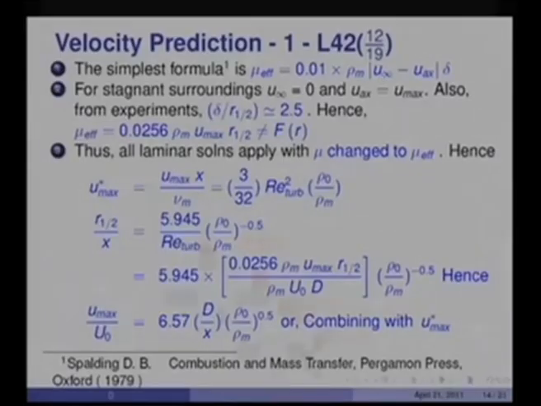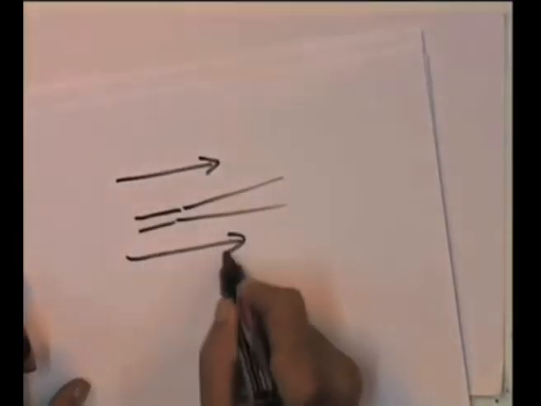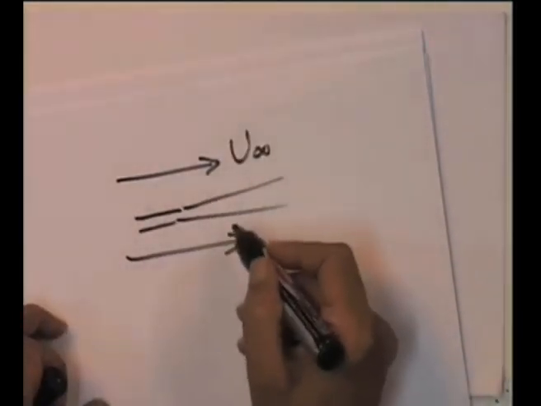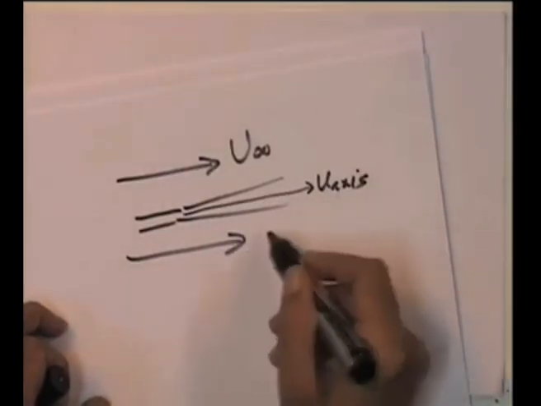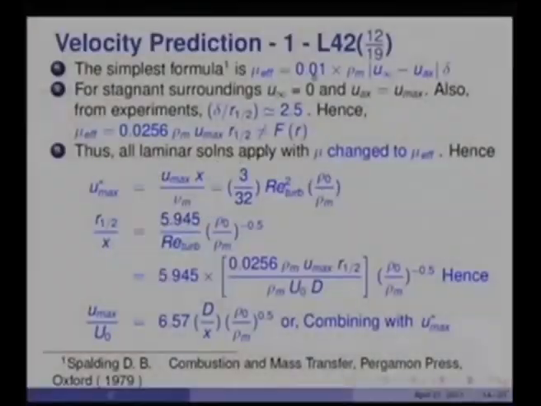So, for example, I may have a jet which is like that, and there is a parallel stream at u infinity. Sometimes you do get the co-flowing streams also. So, we define u axis here, u x and u infinity. Then the turbulent viscosity would be given as 0.01 rho m (u infinity minus u x) delta. This is the simplest form of the turbulent viscosity specification. It was proposed by Spaulding in the book Combustion and Mass Transfer, Pergamon Press at Oxford 1979.